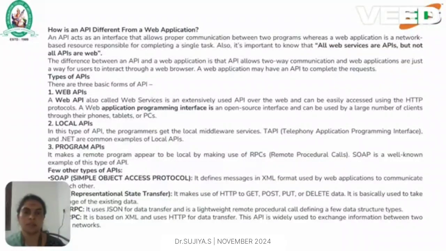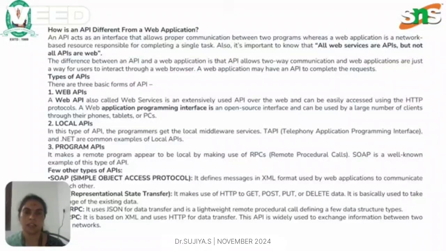How is an API different from a web application? A web application allows proper communication between the programmer, whereas in a network-based resource, the response is completed by a single task, which is a web application. The difference between an API and a web application is that an API allows two-way communication, whereas web applications are just a way of interacting through a web browser.